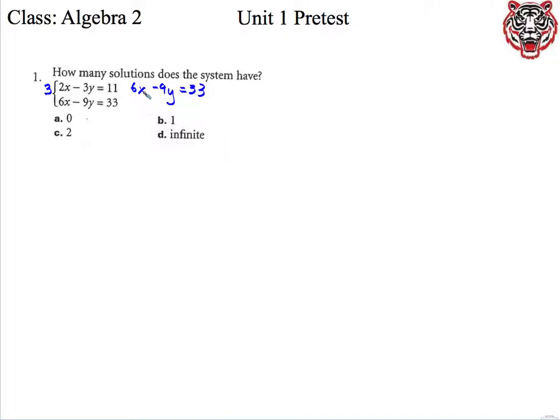Let's try elimination, right? If I multiply this whole thing by negative 3, then it becomes negative 6x plus 9y minus 33. The whole thing's gone. You get 0 equals 0. And in our notes, I have if 0 equals 0, that is infinite solutions.